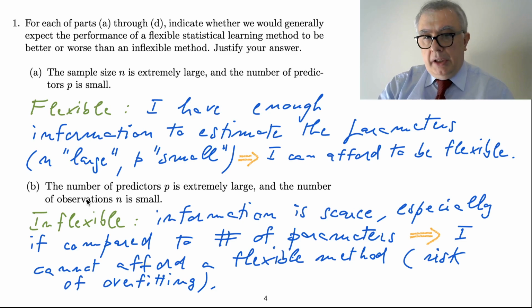B. The number of predictors P is extremely large and the number of observations is small.